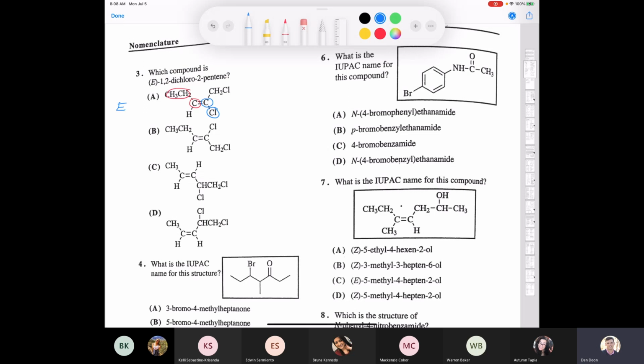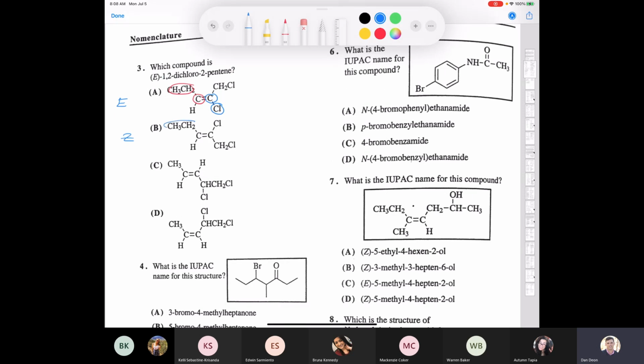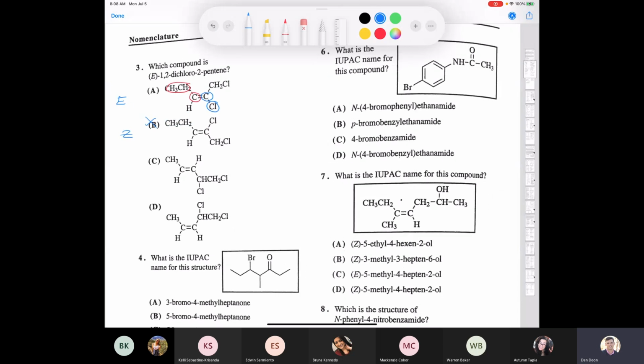If you look at the next one, you can see that this is a Z compound. Why? Because you have the ethyl group and you have the chlorine on the same side of that double bond, and so that is definitely not going to be an answer. I noticed that there's another problem with C because we're looking for a 1,2-dichloro-2-pentene. So if you count the longest carbon chain where you have the 2 chlorines, if you were to count this as 1, 2, this would be 1,2-dichloro, but then you have the double bond starting at carbon 3, and so that is not a possibility. If you look at D, same thing. We have 1,2-dichloro, but then the double bond starts at carbon 3, and so that is also not a possibility.